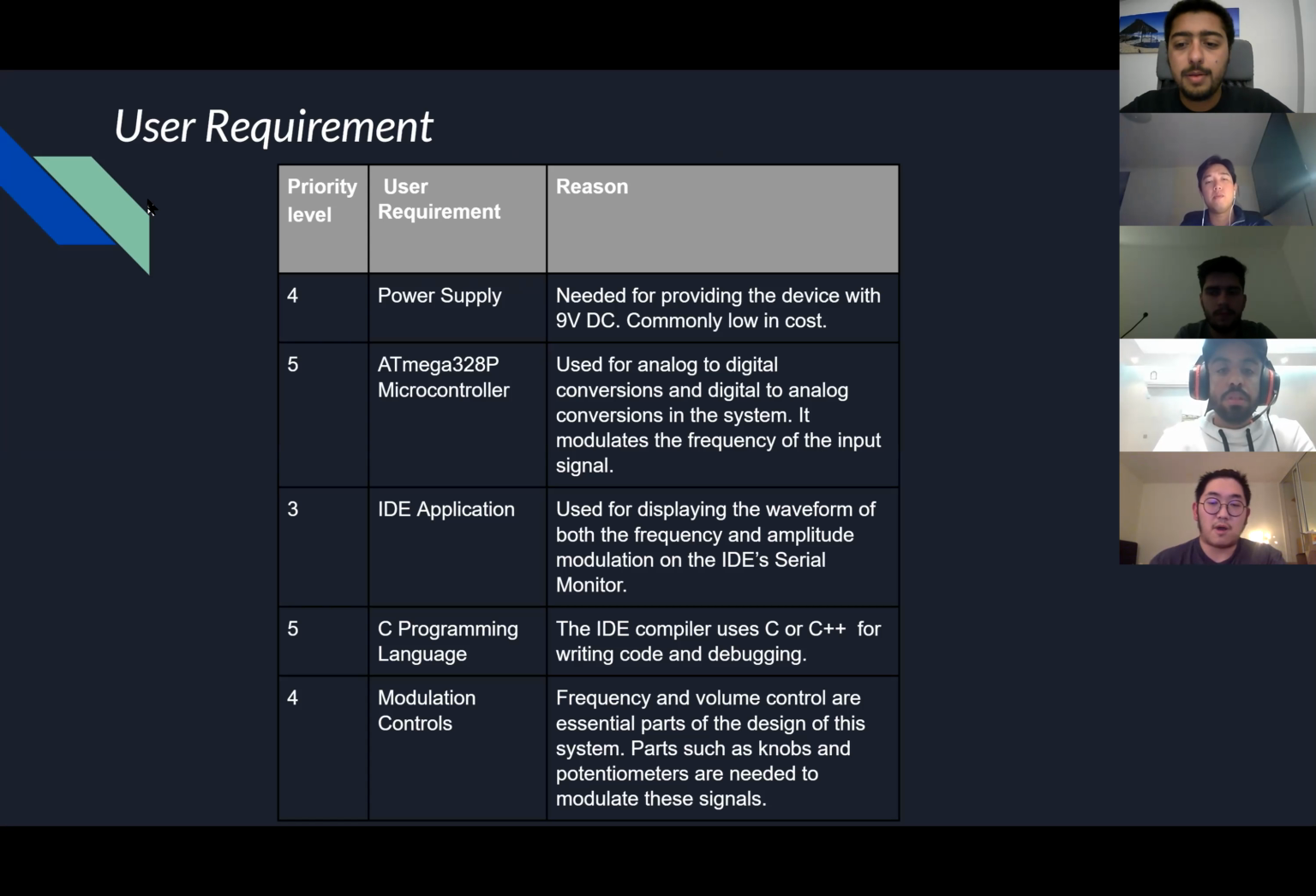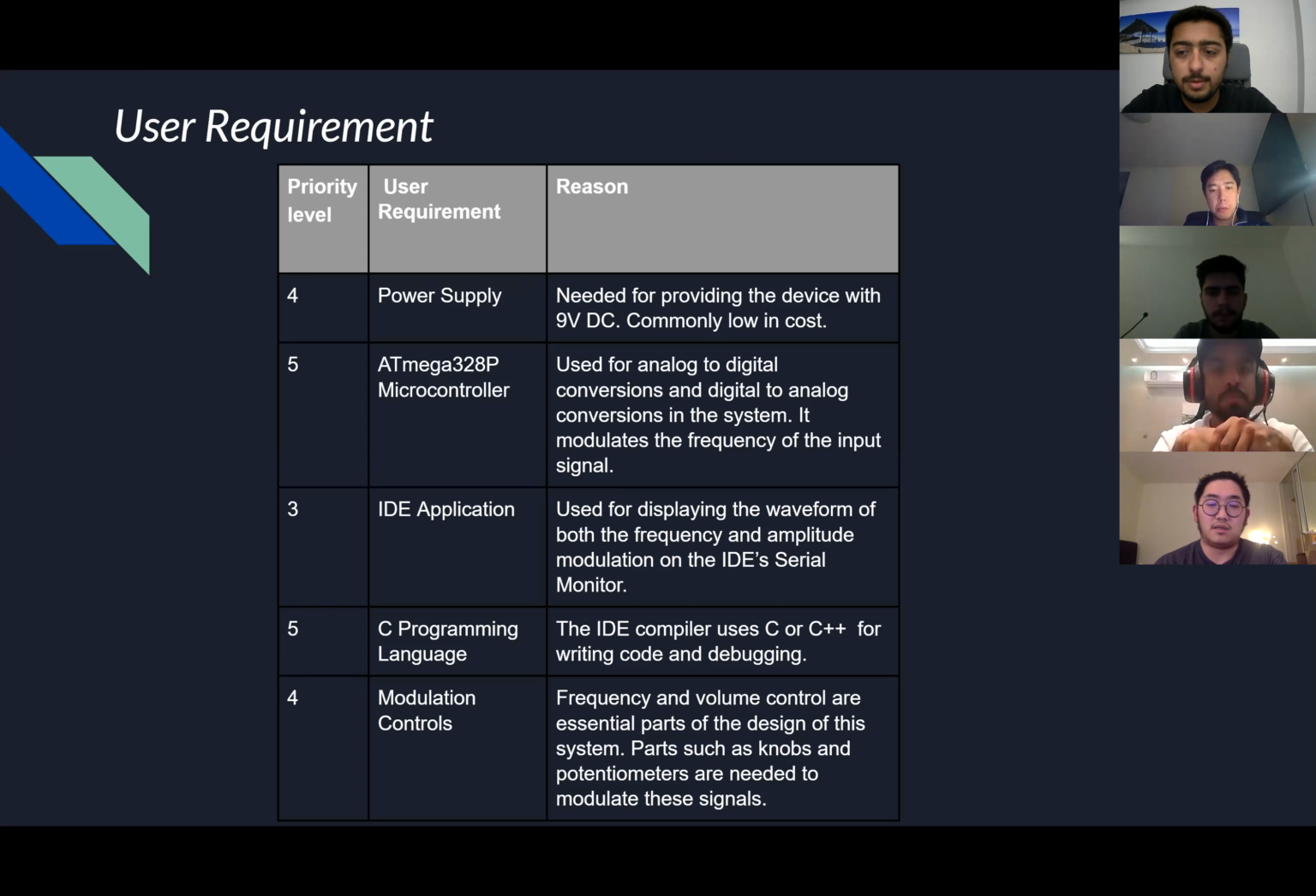The user requirement table is shown below. For the power supply, the priority level is 4, since it is needed for providing the device with 9 DC voltage. For the Atmega chip, the priority level is 5, because it is used for ADC and DAC for the system, and it modulates the frequency and amplitude of the input signal.